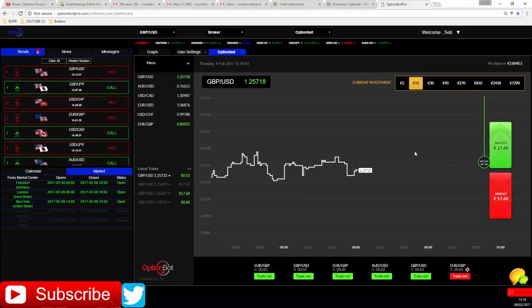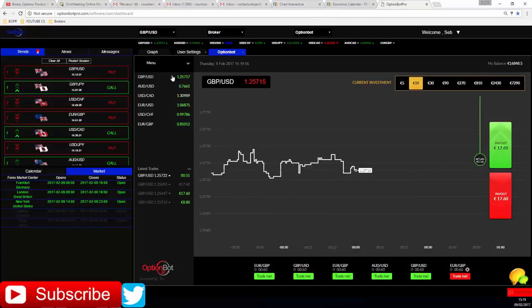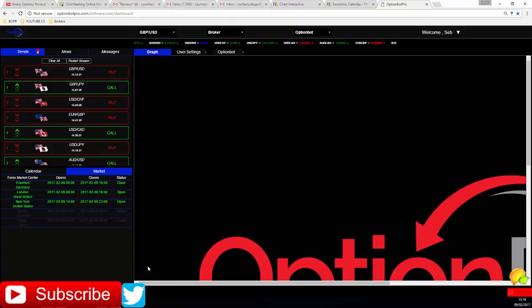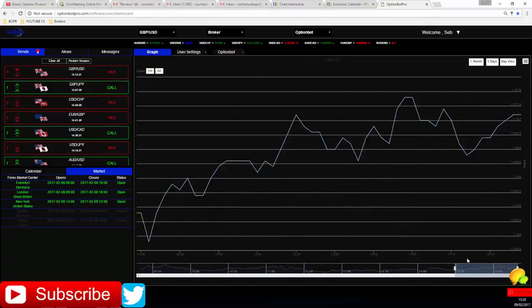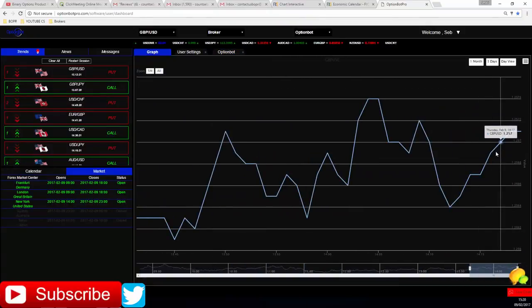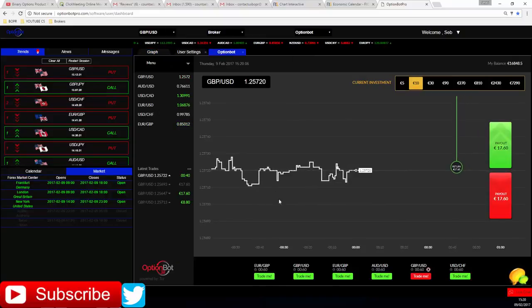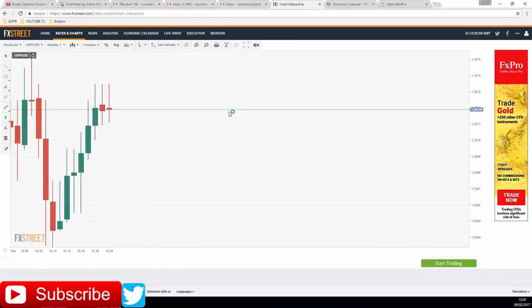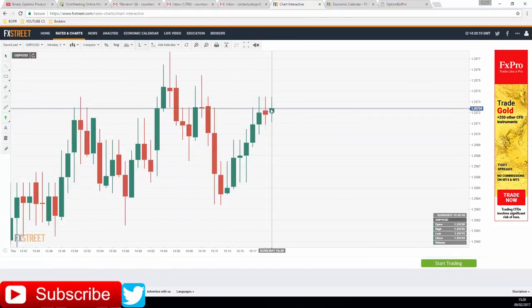Let's try that again. So all we need now is just to keep pushing upwards like it is doing now. Let's have a look. See, there we go. We saw this pushing down and now it's switched to going up, but it's sort of slanting off a little bit. So chart interactive. Yep, look, green candles pushing.